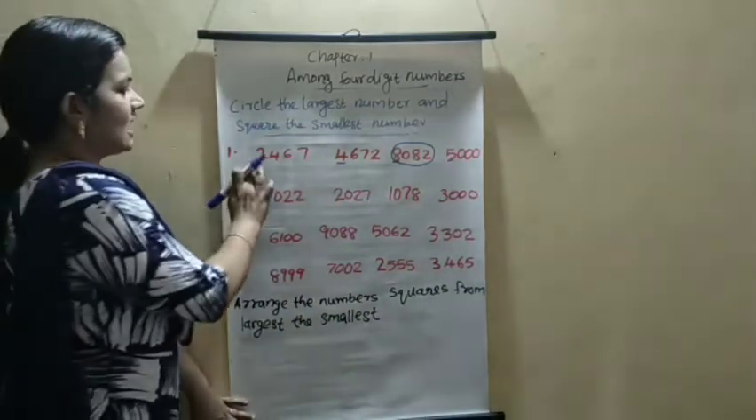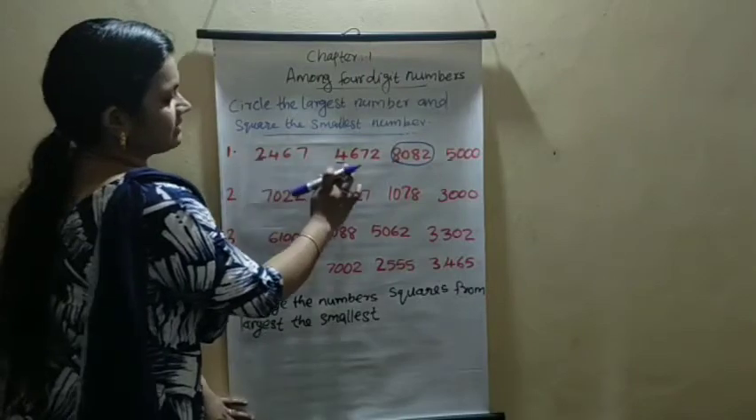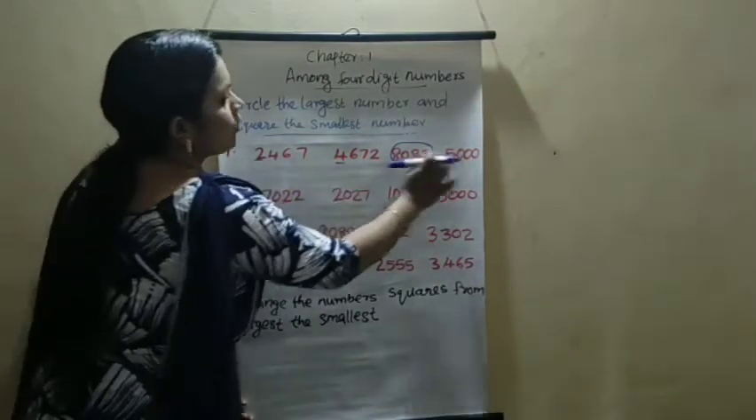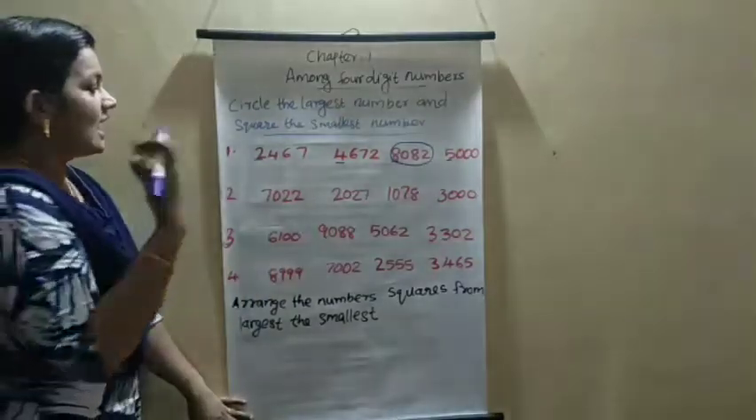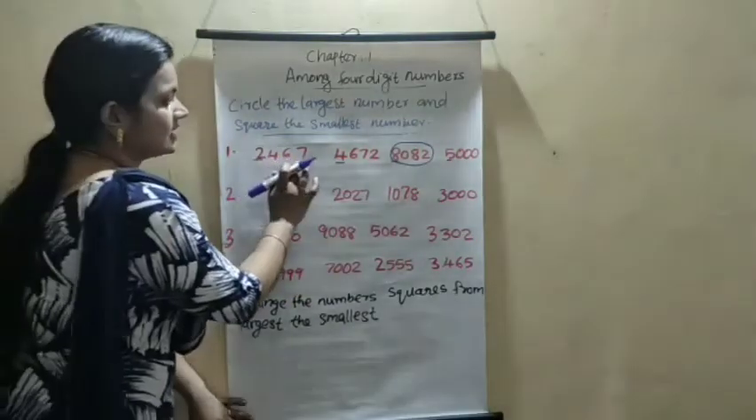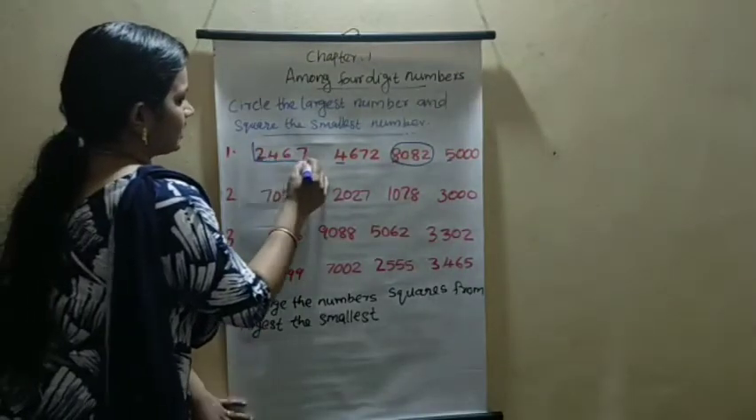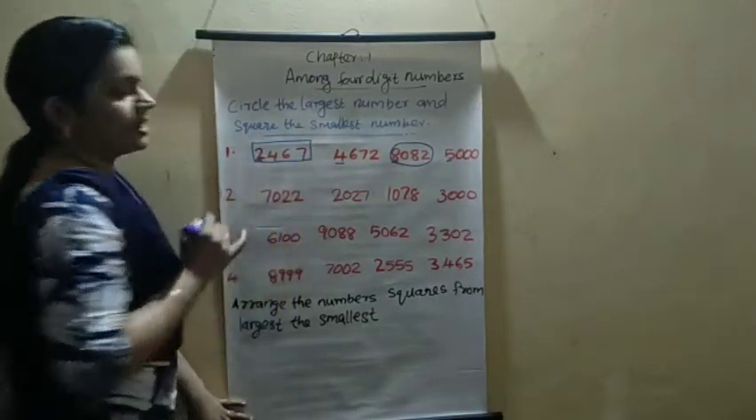Then square, what is it? Again 2467, 4672, 5000. Which is the smallest number? Again, 2467 is the smallest number. So we square the smallest number.